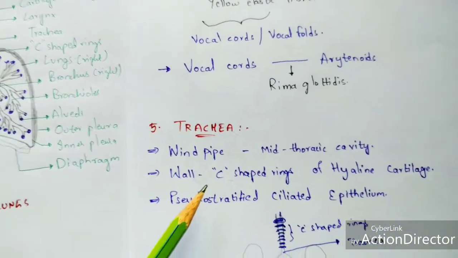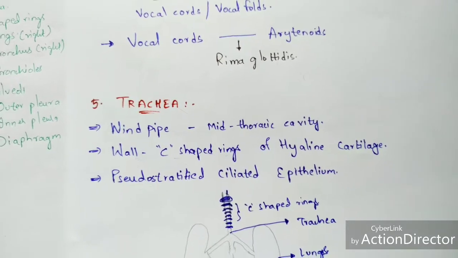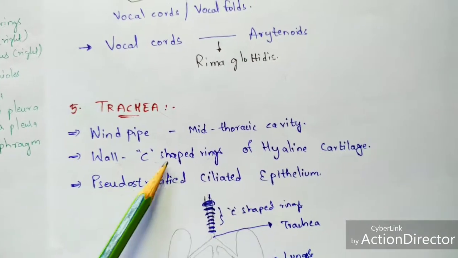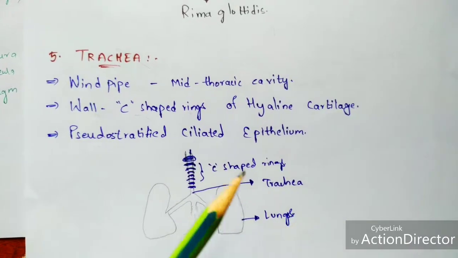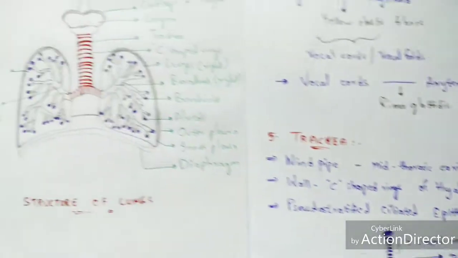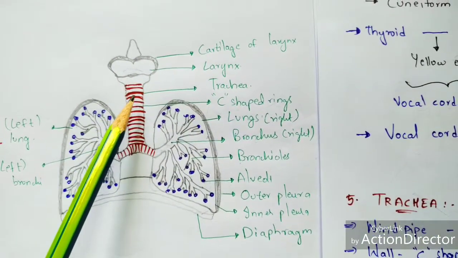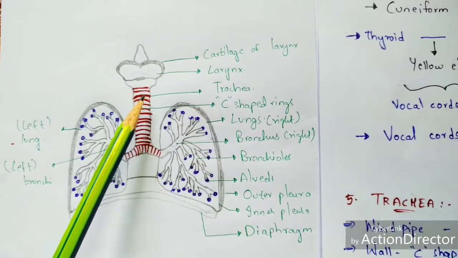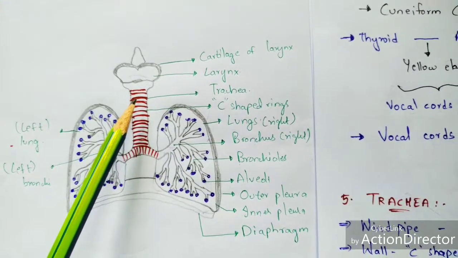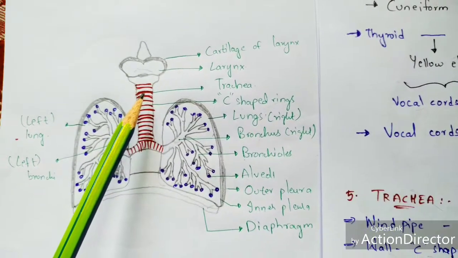And the main function of the cartilaginous rings is that they help in the protection of the lining of the trachea, and this trachea is lined by pseudostratified ciliated epithelium. This is just the rough part; for your proper explanation I have drawn the rough part, but here I am going to explain it properly. So this is a windpipe, that's nothing but the trachea, and this trachea is covered by these C-shaped rings, which are also called cartilaginous rings, and the wall of the trachea is lined by pseudostratified ciliated epithelium.